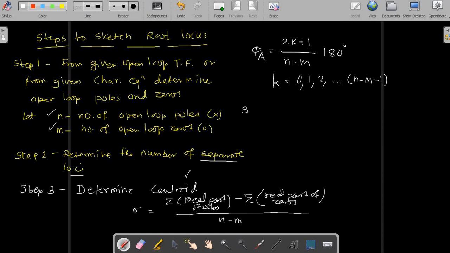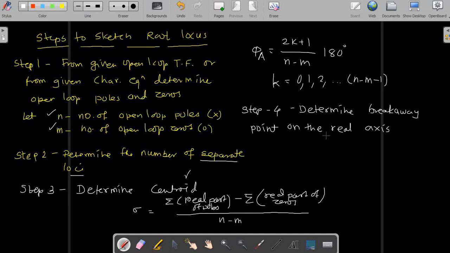Okay. Now next step, step 4. Step 4 is to determine the breakaway point on the real axis. Determine the breakaway point on the real axis.